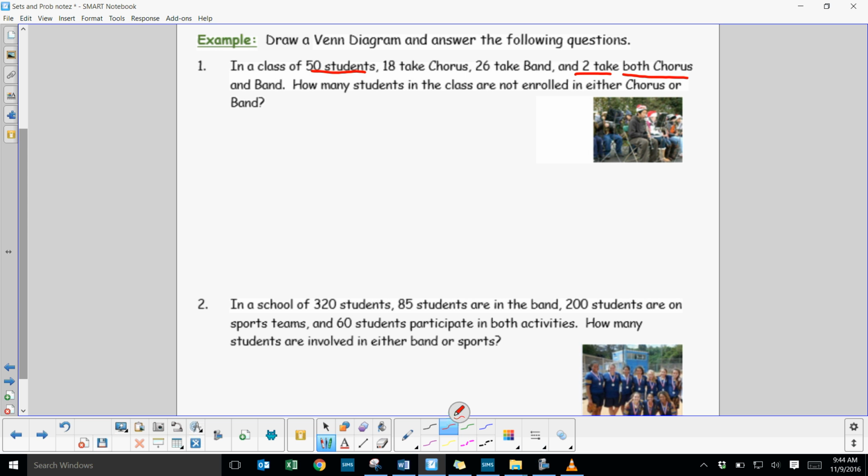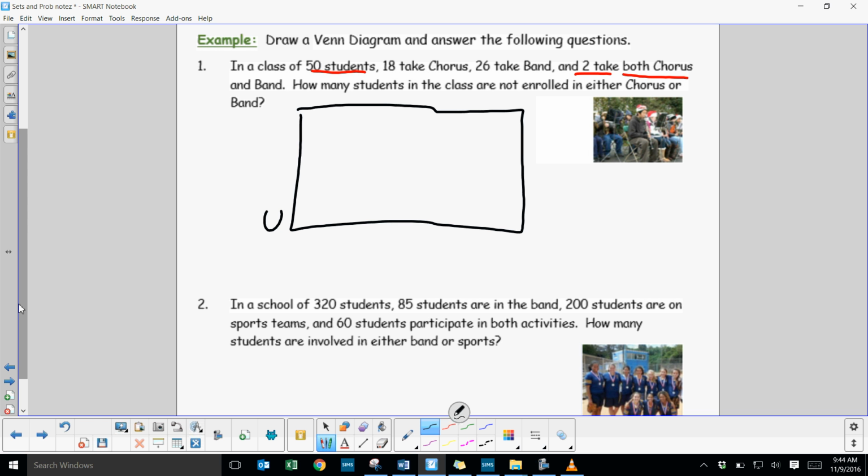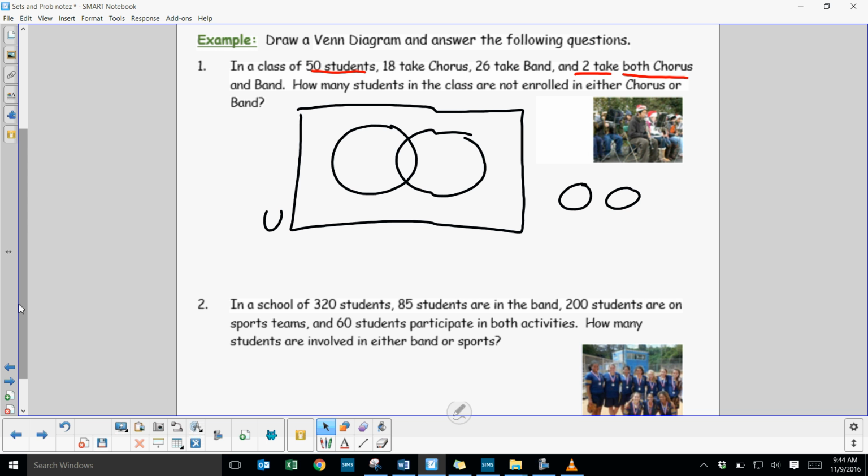And we're told to draw a Venn diagram to do this. So don't forget your box, I can do that first. And don't forget to label it with your U. Because there's only 2 things, chorus and band, and there is an intersect because 2 take both, we can draw 2 intersecting circles. If no students took both, we wouldn't draw an intersect, we'd just draw them like that. But in this case, there are 2 in the intersect.